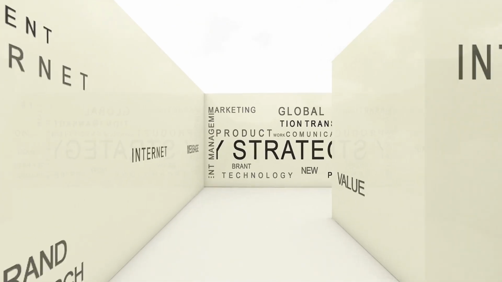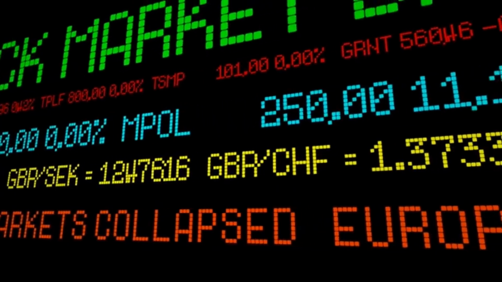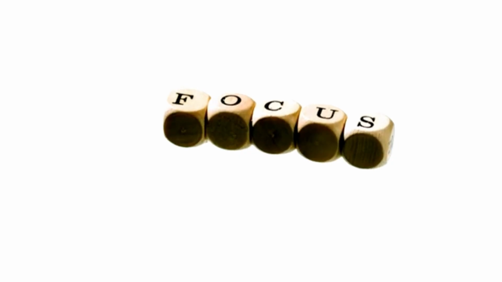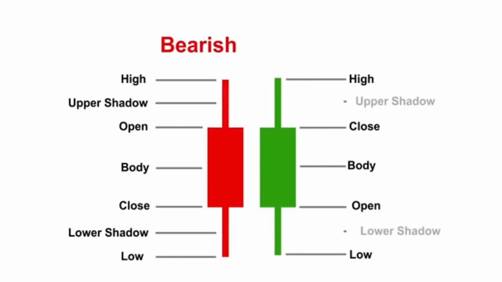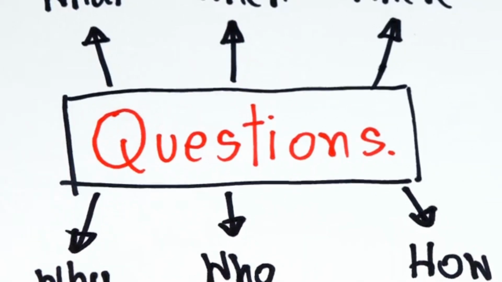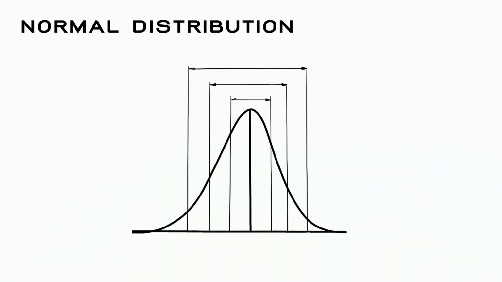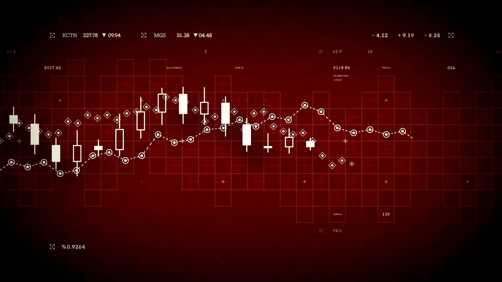Here's a mindset shift that changes everything. Instead of asking, where should I enter? Ask, where are traders likely to be wrong? That question puts you on the right side of the chart. Liquidity traps aren't about predicting the future. They're about understanding behavior. Price tells a story.